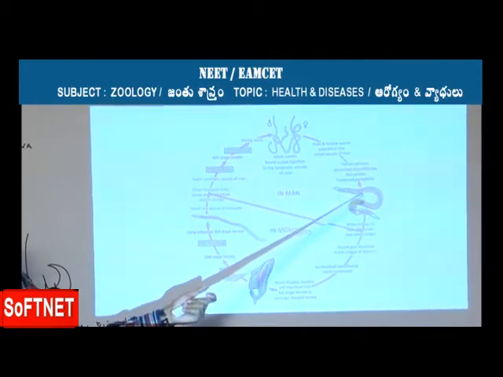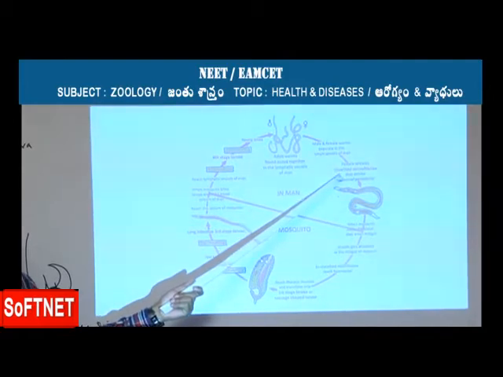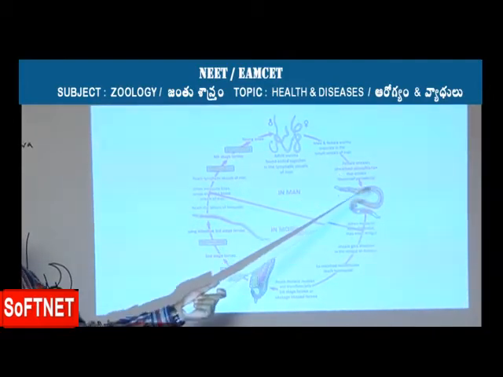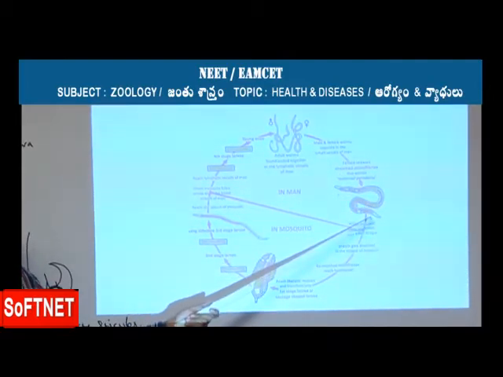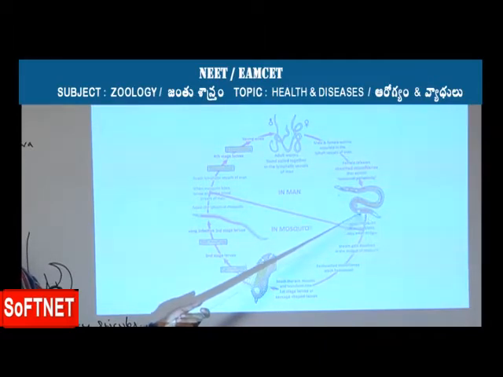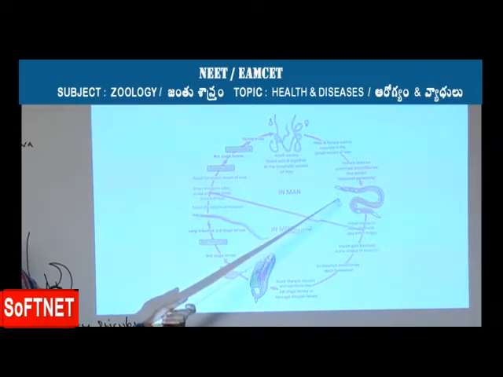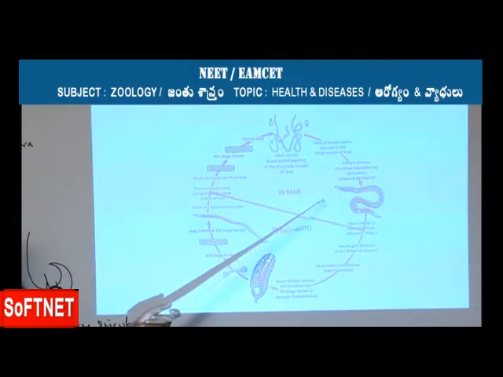So, because of the existence of the eggshell, we call it oviparous, and still it attains almost the microfilaria larva. So, it is viviparous. So, together we call it ovoviviparous.